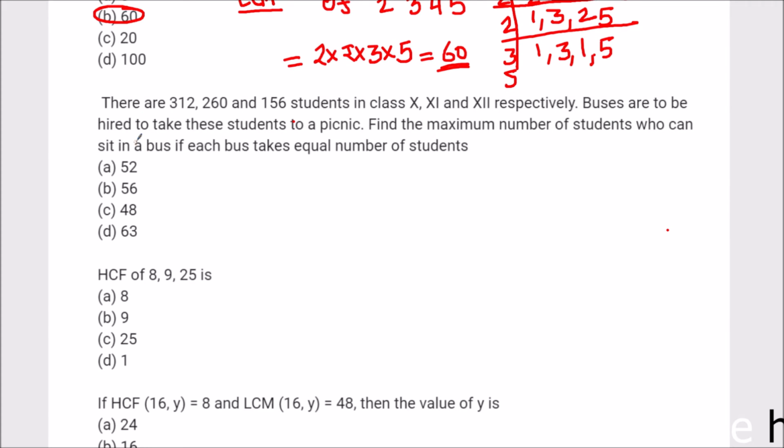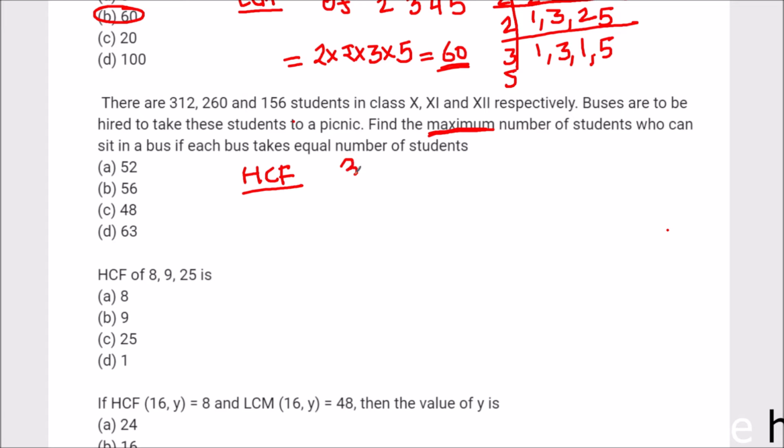So the next question is there are 312, 260 and 156 students in class 10th, 11th and 12th respectively. Buses are to be hired to take these students to a picnic. Find the maximum number of students who can sit in a bus if each bus takes equal number of students. So here we have to take care of the word maximum. Maximum means highest. So we are going to find the HCF of the three numbers, which will give us the highest or the maximum number of students which can go in a single bus.